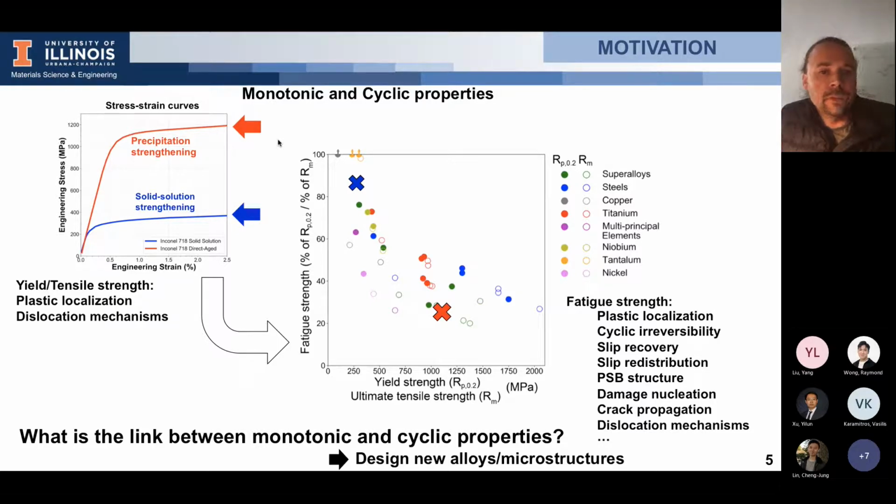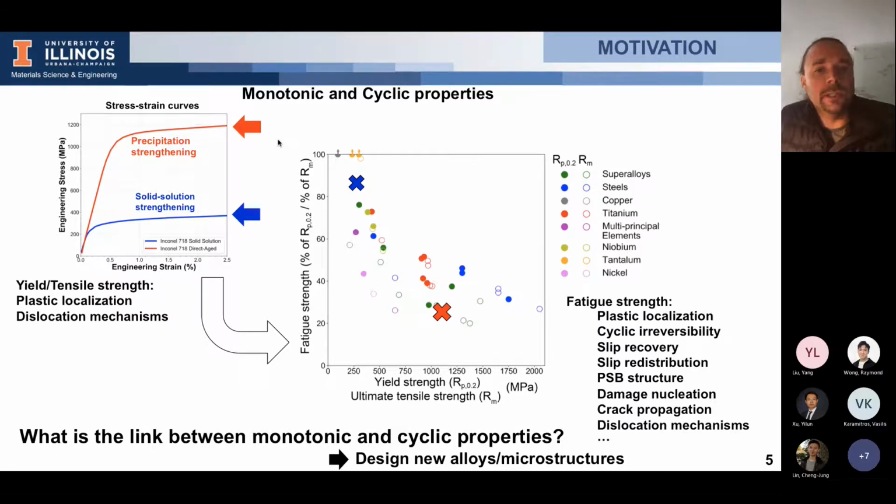And now if I display these results as a function of this plot I presented earlier, so you have the fatigue strength as a function of the yield strength, let's say. And I display with these two crosses in blue the solid solution. So you have a low yield strength, but a very high efficiency in fatigue. We are almost close to 100% of the yield strength, the fatigue strength.